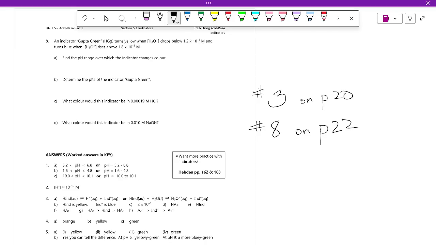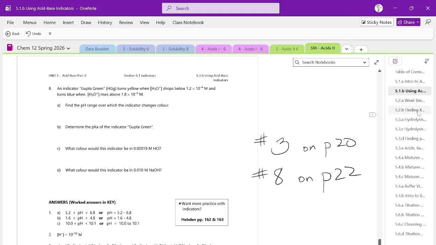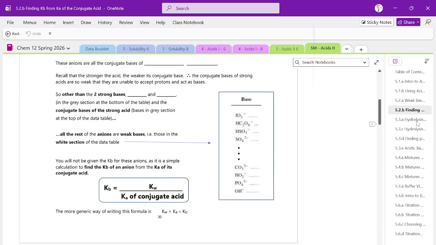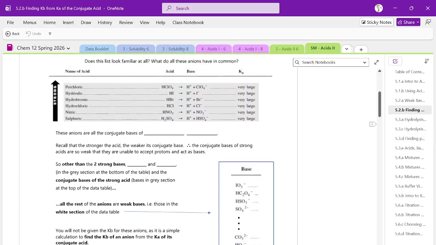But we're going to learn something else before that, because I will not be here tomorrow and I want you to have stuff to review tomorrow. So we're going to look at how to find a Kb. It is a small topic, so let's go and find it. That is finding Kb from the conjugate acid. This is on page 30.